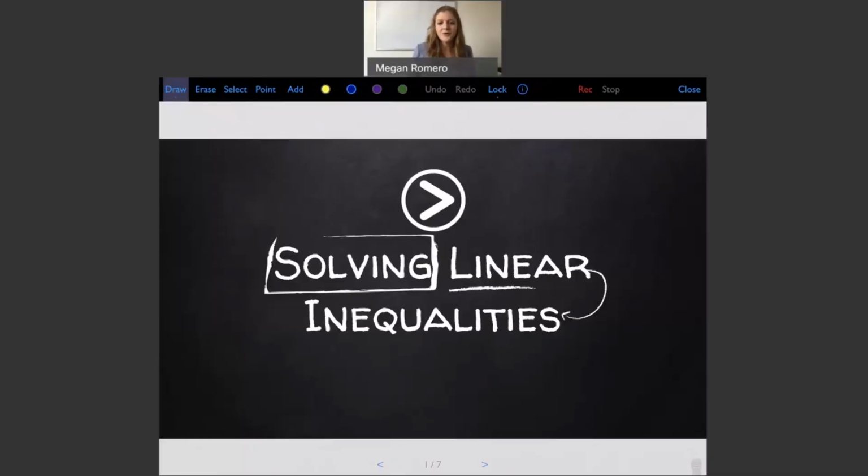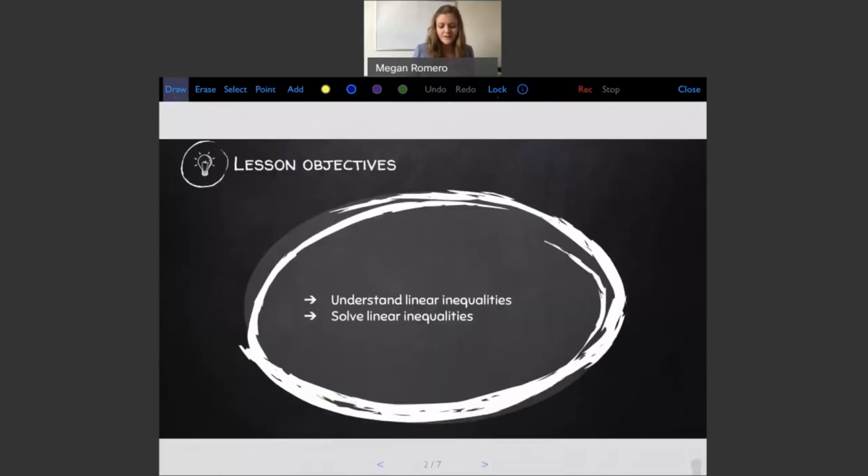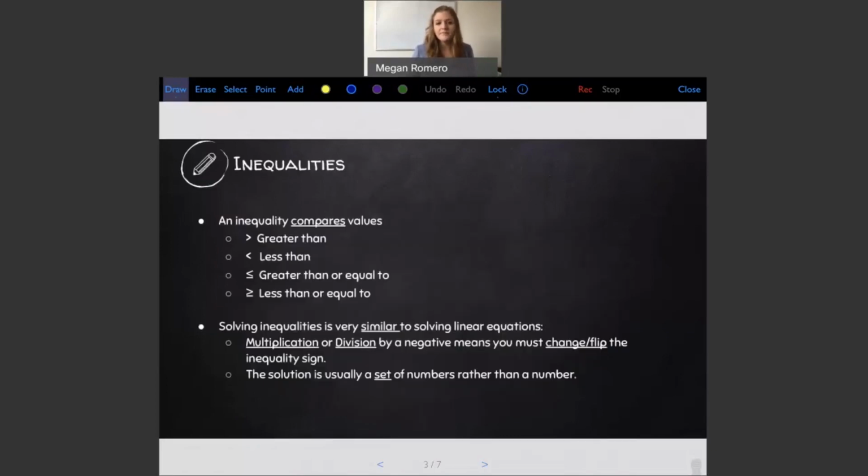In this lesson, we'll go over solving linear inequalities. Okay, so our objectives are to understand inequalities, and then we'll solve our linear inequality example problems. So, inequality. An inequality compares values.